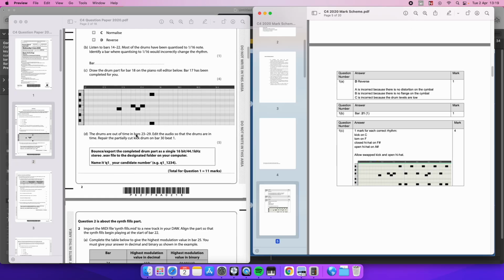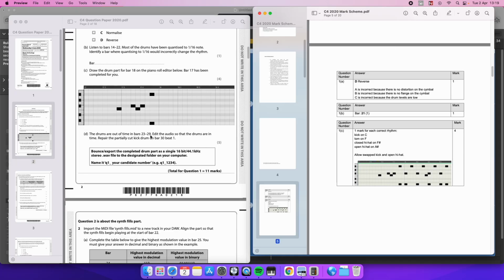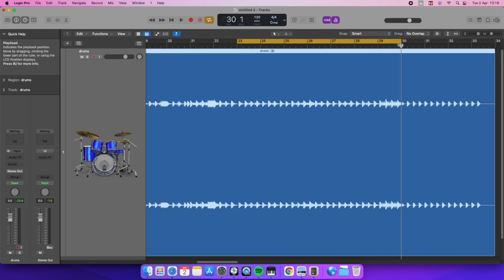Oh, yeah. Edit the audio so that the drums are in time. Okay, there's a couple of things here. Edit the audio so the drums are in time, and also repair the partially cut kick drum on bar 30, beat 1. So it probably wants me to include bar 29, doesn't it? And then also there's a broken kick drum over here, is there?